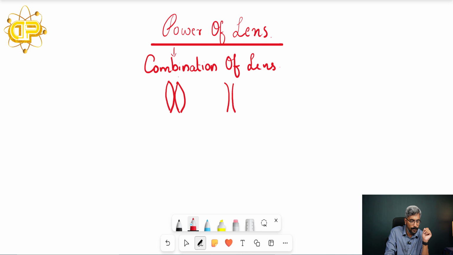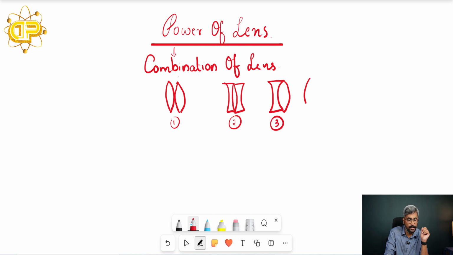Another case is if you are given two concave lenses. The first case is two convex lenses, the second case is two concave lenses, and then sometimes you will be given a combination of a concave as well as a convex lens, or vice versa, a convex lens as well as a concave lens attached. So here all you want to do is find out the individual lens powers, the first lens, the second lens, and then you just add them.